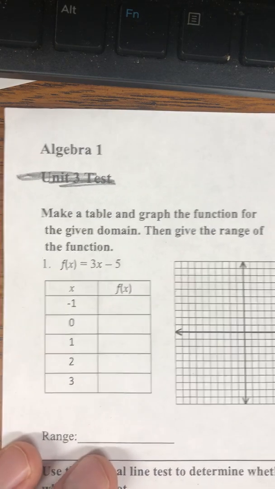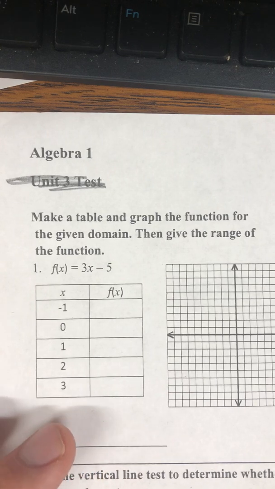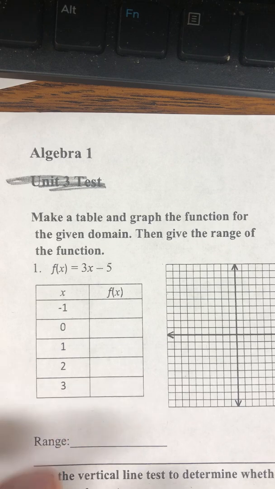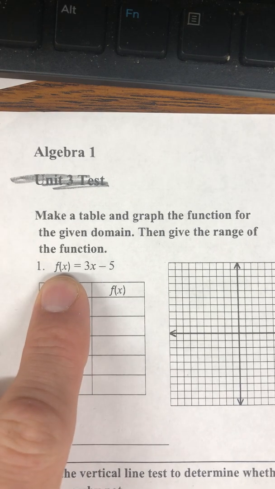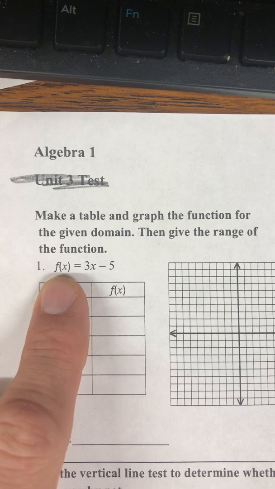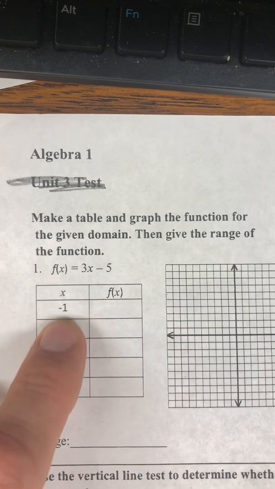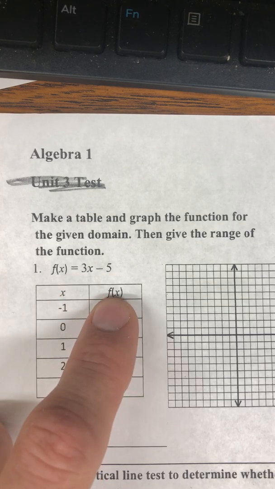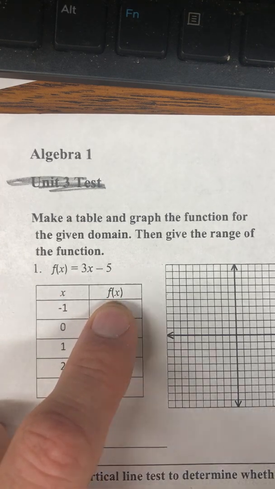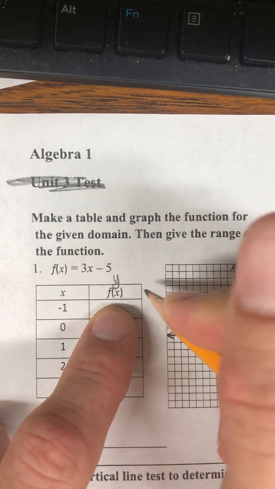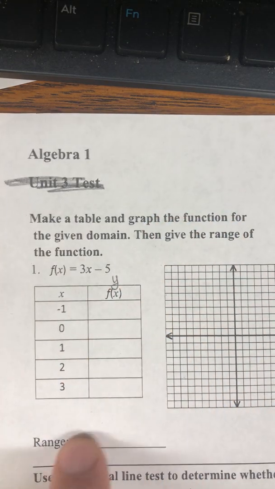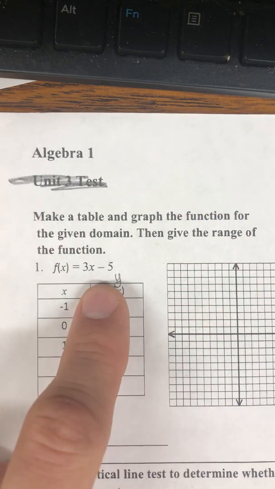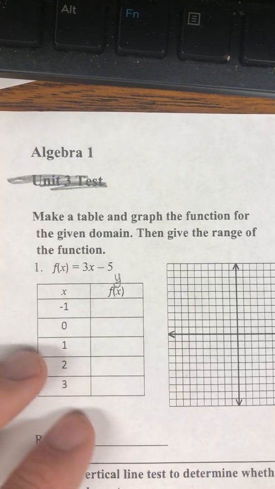So the first one says, make a table and graph the function for the given domain, then give the range of the function. So remember that this is called f of x, or it's pronounced f of x. That's your function right here. X is the domain, so this is your input. You're gonna input that into the function. And f of x is another way of saying y. And this is the output, or the range is the output. So when it says range, we're gonna really put this in right here, okay?